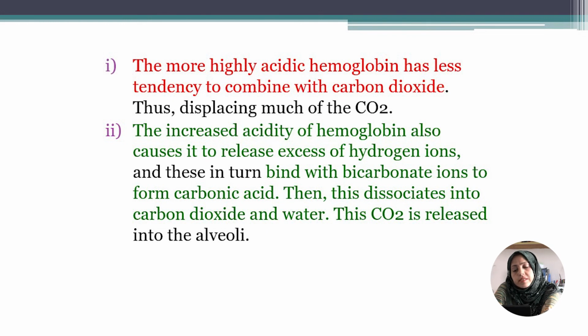And increased acidity of the hemoglobin also causes it to release excess hydrogen ion, and this in turn binds with the bicarbonate ion to form carbonic acid. This carbonic acid then dissociates into carbon dioxide and water. Then carbon dioxide is released into the alveoli of the lung. So, this is called the Haldane effect.